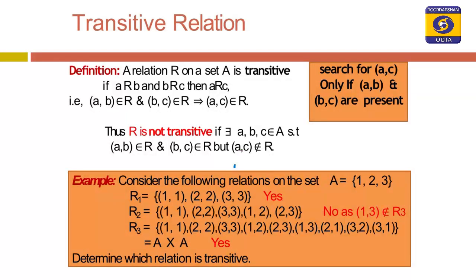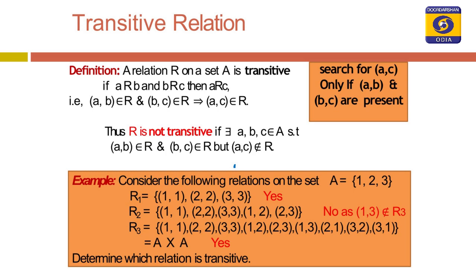Next is transitive relation. So, what is a transitive relation? You see, in reflexive relation, one element is compared with itself. In symmetric, 2 elements are taken into consideration. In transitive relation, 3 elements are taken into consideration: A, B, C. So, a relation on a set A is transitive if A is related to B and B is related to C, then A should be related to C. That means, if (A, B) belongs to R and (B, C) belongs to R, then we will search for (A, C) belongs to R. But if (A, B), (B, C) are present in the relation and (A, C) is absent, then the relation is not transitive.